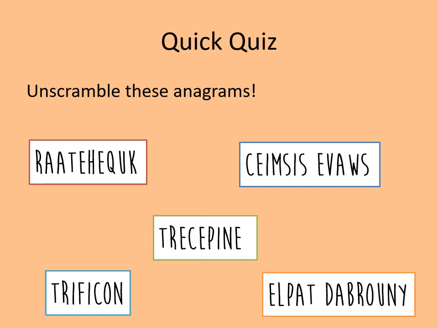Okay, as ever, we've got a quick quiz at the end, so I'd like you to unscramble these anagrams that are on the board. So there's 5 different ones for you, all about earthquakes and plate tectonics. You've learned all of these words in the last few lessons, most of them today. So I want you to try and unscramble them and get the right answers, and then the answers will be at the beginning of lesson 5.